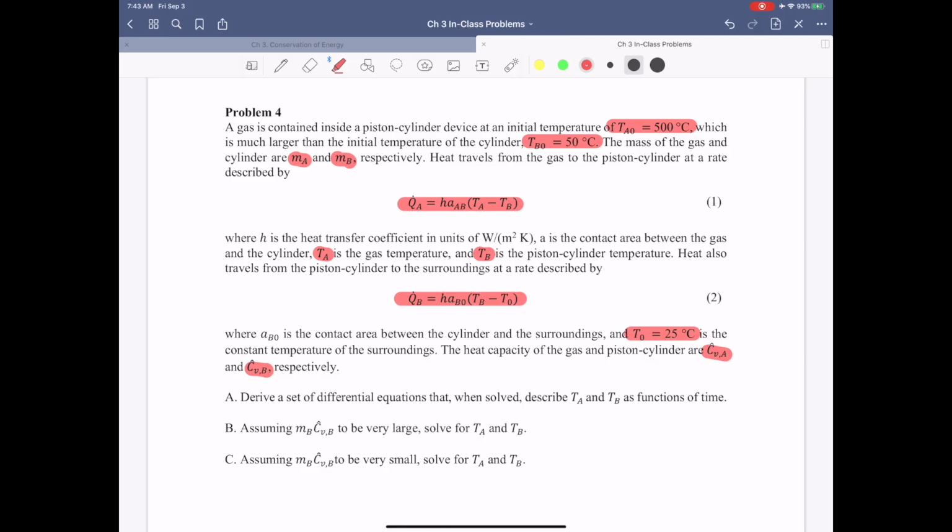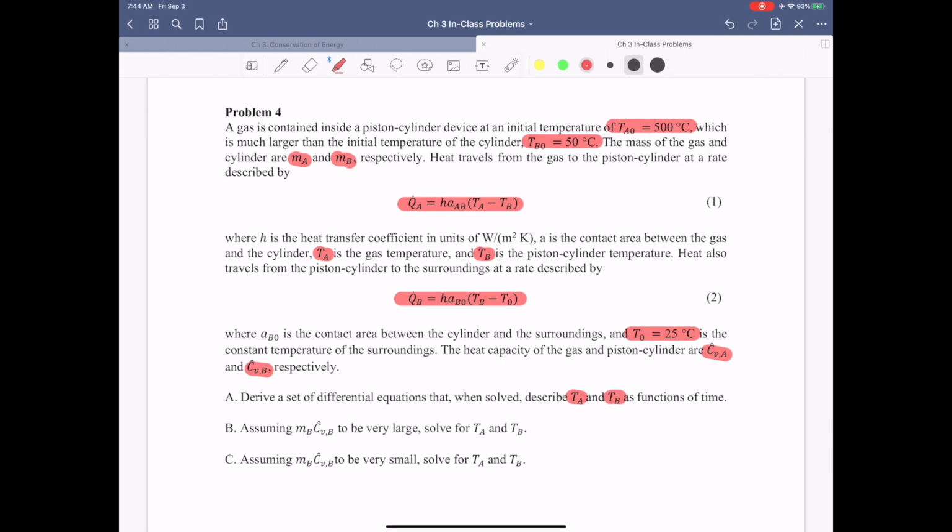And so based on this premise, what the problem asks us to solve for is to first derive a set of differential equations that describe the temperature of the gas and the temperature of the cylinder as a function of time. And then in parts B and C, we're asked to solve for both those temperatures by making assumptions about the product of the mass of the cylinder times its heat capacity. And so based on the text in this problem statement, I want you to pause the video and go out and draw a schematic describing this system.